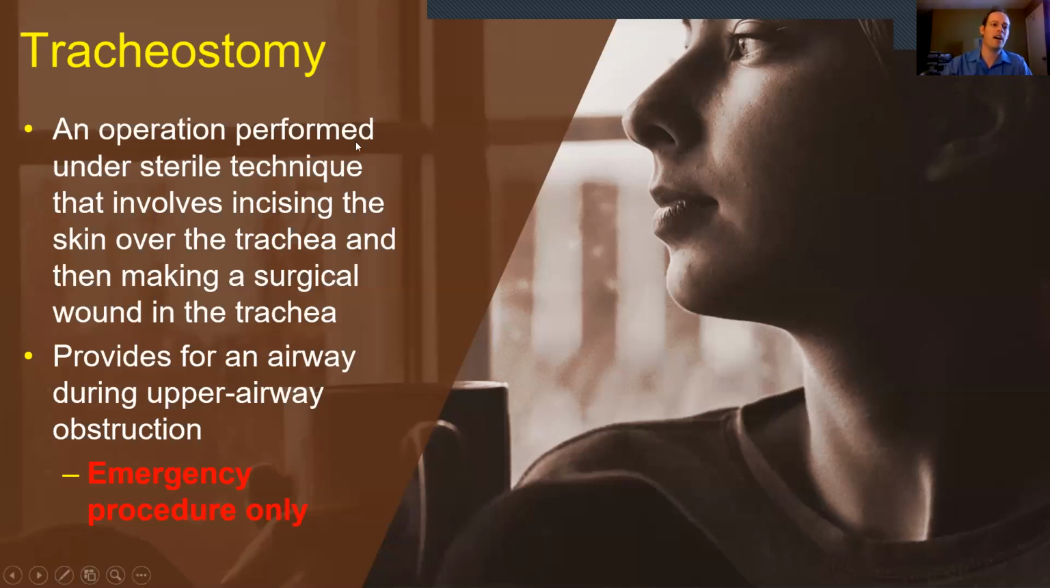Let's break this word down. This is to do with the trachea. Have you ever seen a patient where they have that little slit in their trachea on their throat on the anterior surface so they can breathe? That is a tracheostomy.